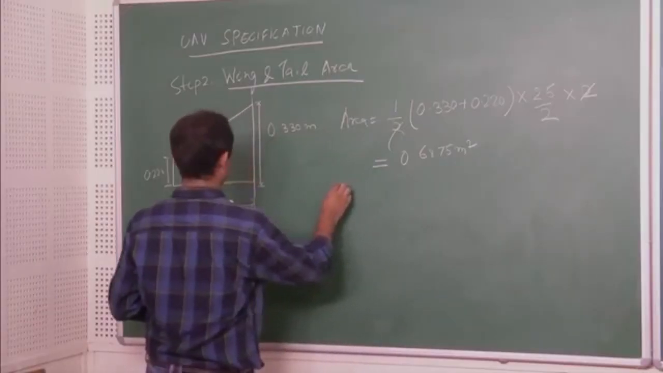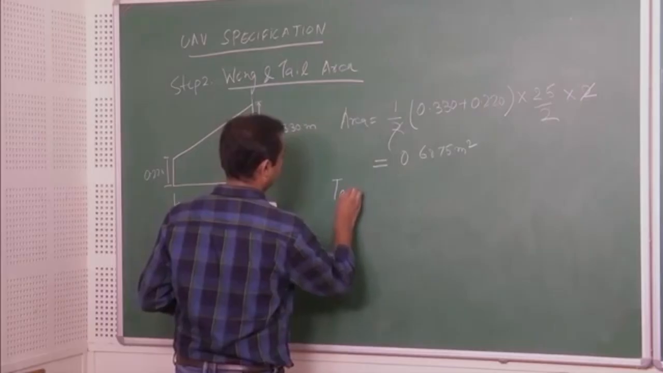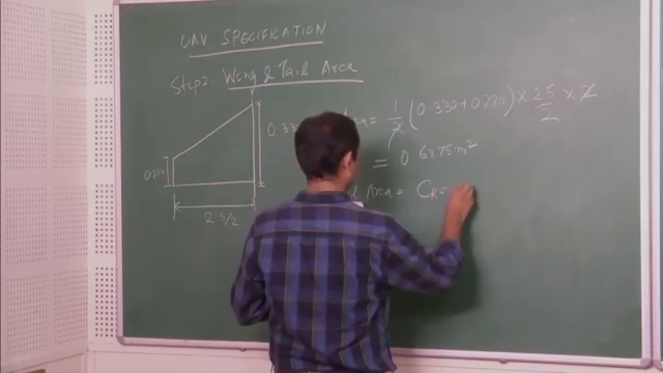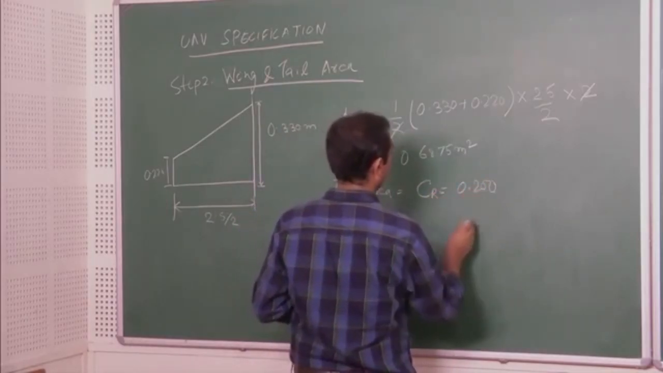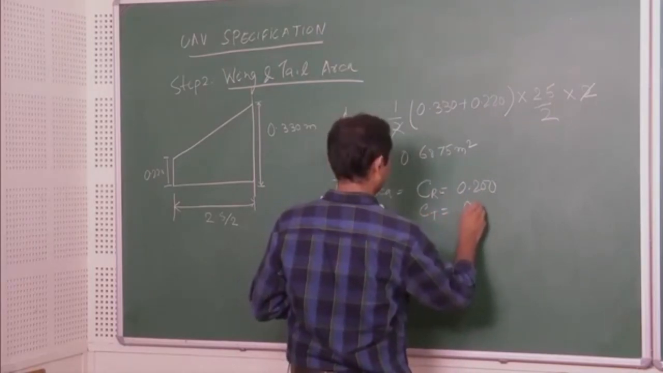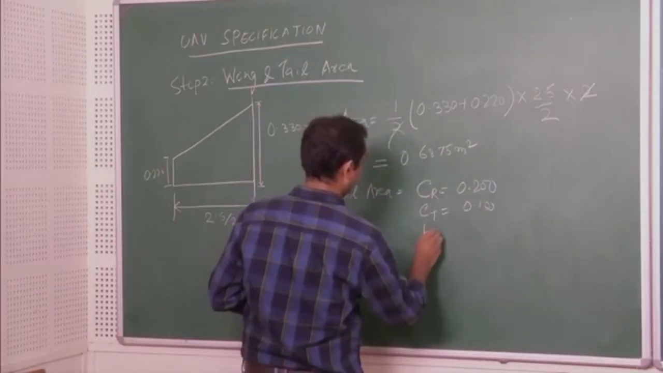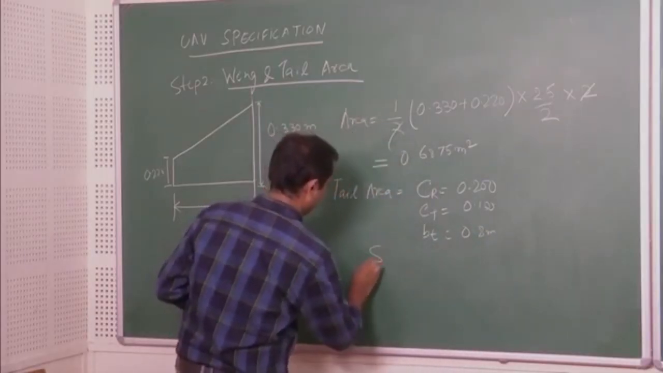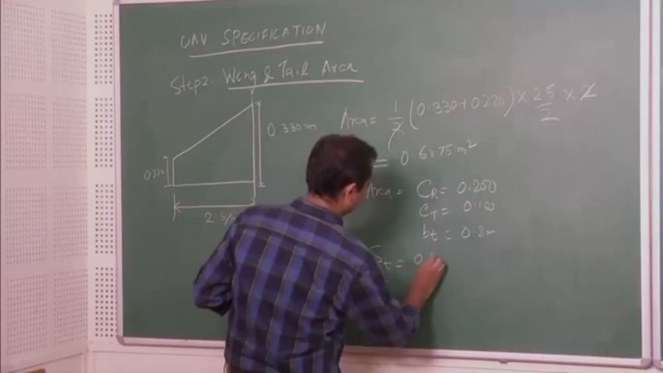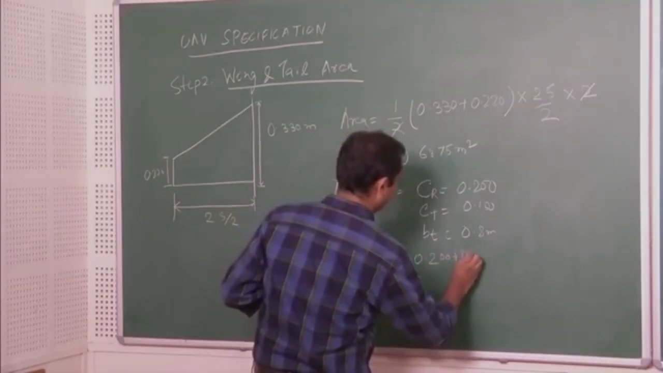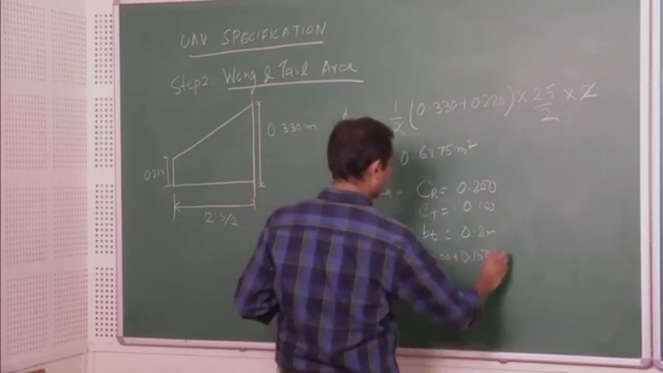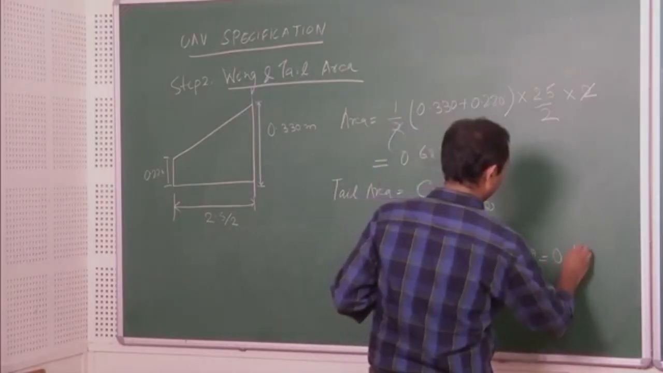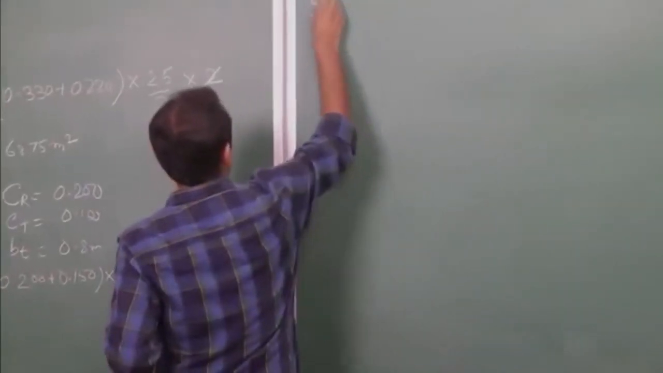Similarly, for tail area, C root was 0.2, C tip was 0.150 and span was 0.8 meters. So, area of tail will be 0.2 plus 0.150 into 0.8 by 2 equals 0.14 meter square. Third step is to calculate aspect ratio.